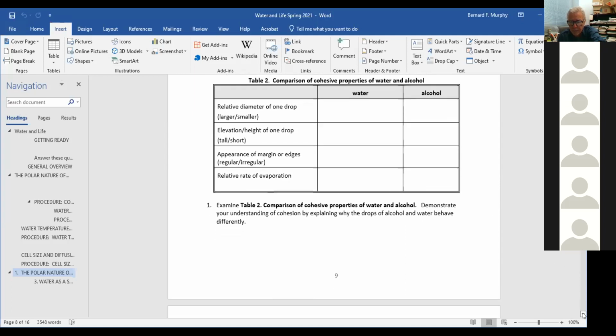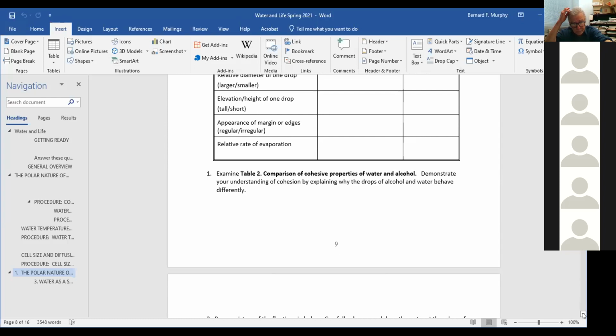Then, comparison of cohesive properties of water and alcohol. Demonstrate you understand cohesion. Explain why the drops of alcohol and water behave differently, because the water makes many, many more hydrogen bonds than the alcohol does. And that's why it has those characteristics.